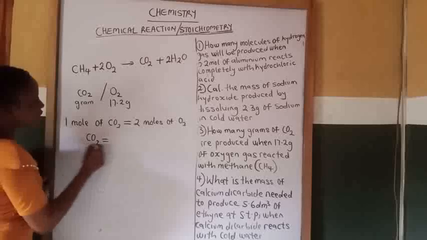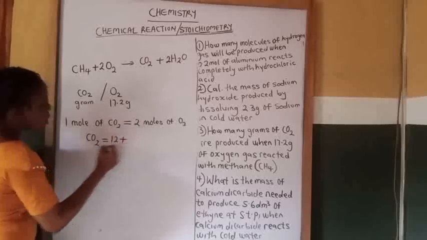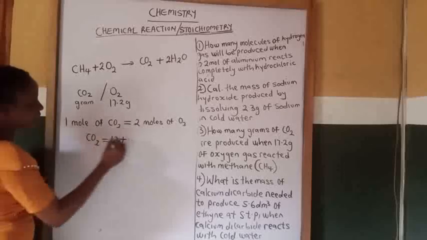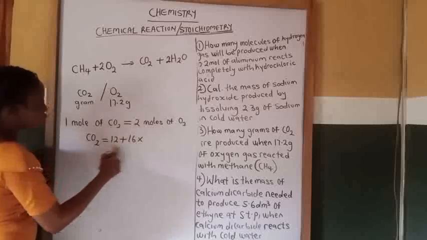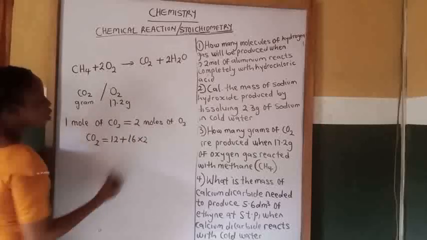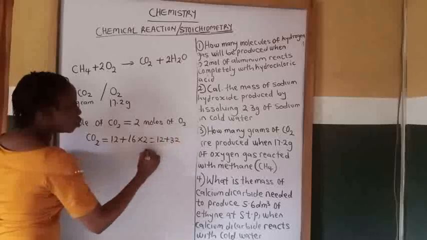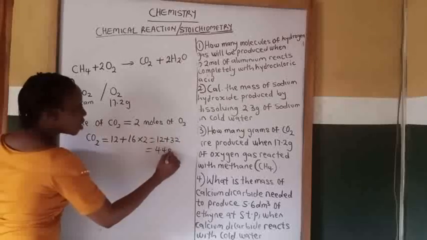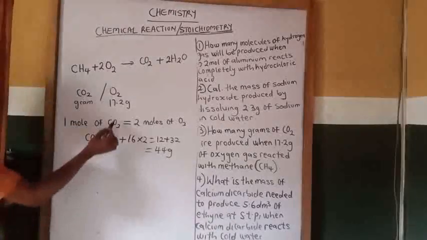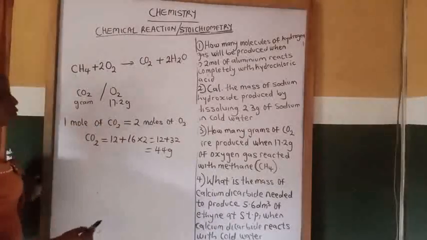The mass of carbon is 12 plus the mass of oxygen is 16. Then we have 2 times 2. We have 2 atoms of oxygen. That is 12 plus 32 will give us 44 grams. So the mass of carbon IV oxide now is 44.